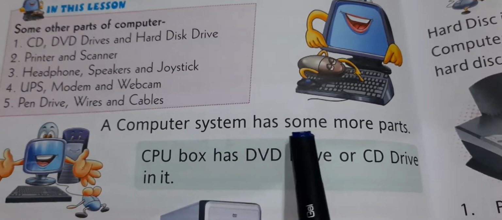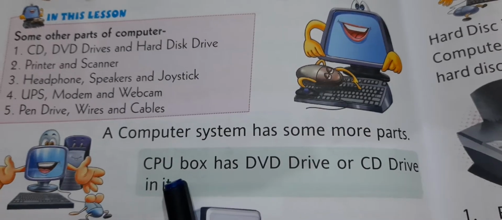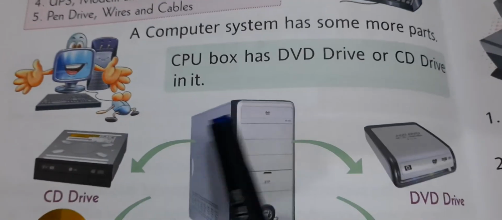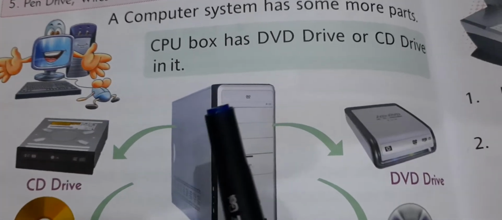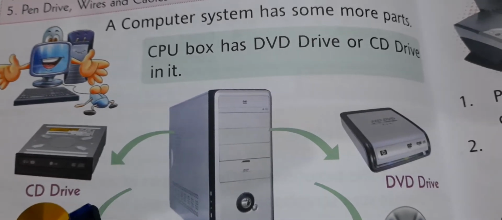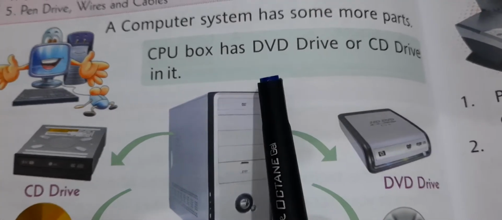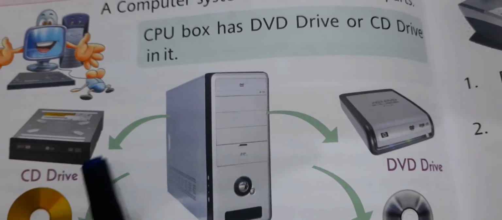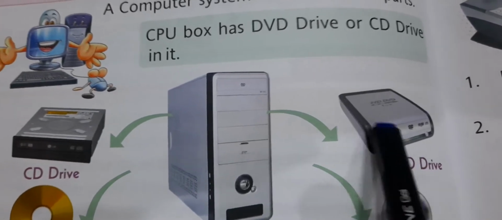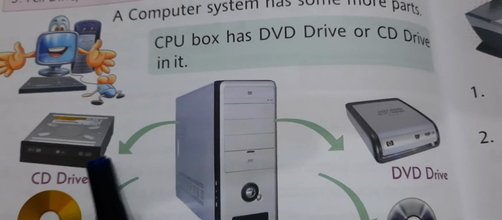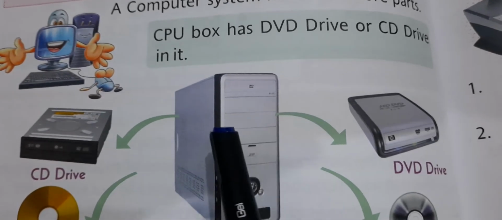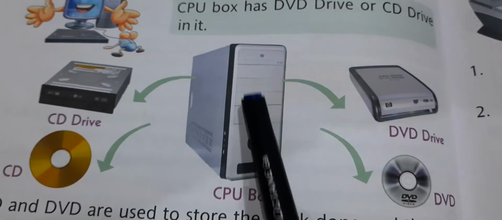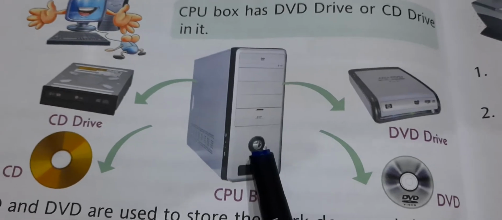A computer system has some more parts. CPU box has DVD drive or CD drive in it. Means you have seen the picture of the CPU drive as well as you have seen the actual CPU as well. In that, children, we have DVD drive or CD drive also. Like this is CD drive and this is DVD drive, but you do not get to see it in this form. You just see a slot for CD and for DVD. Fine. So this is CPU box and it has drives for both.